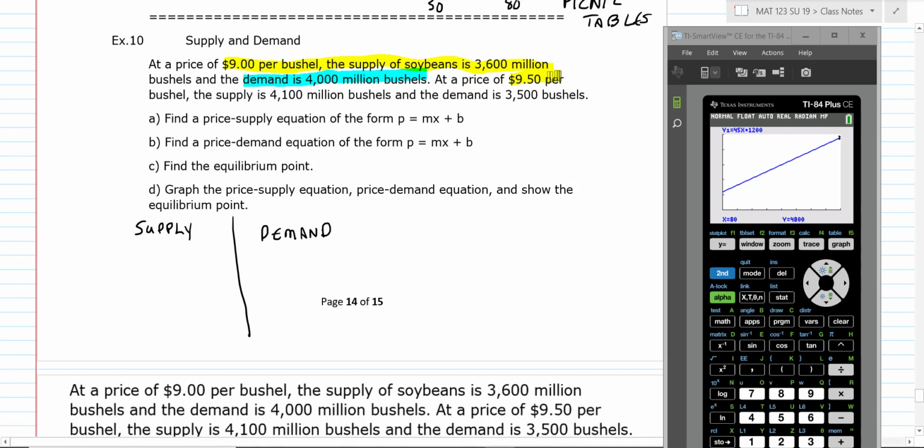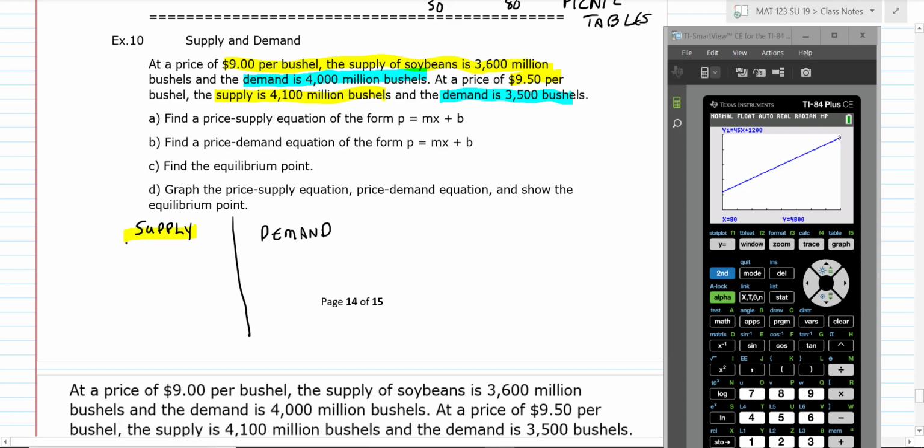All right, so read on. Now it says at a price of $9.50, the supply is 4,100 million. That's why I'm highlighting in that yellow, because I'm putting together the supply equations. Then it says the demand is this. So just color coding things so it's visual for you, so you can tell what these things are. Then the supply points are going to be this.